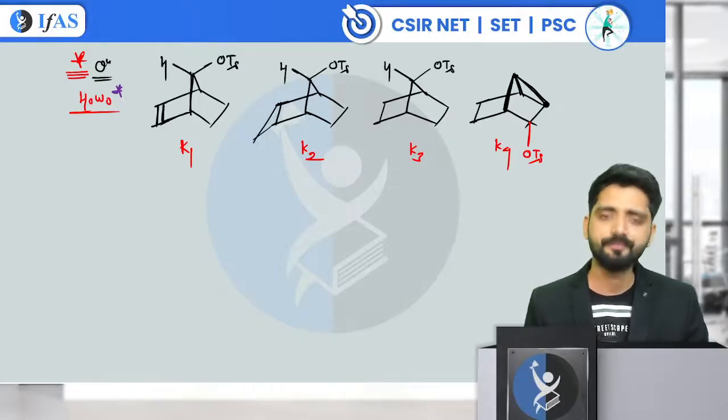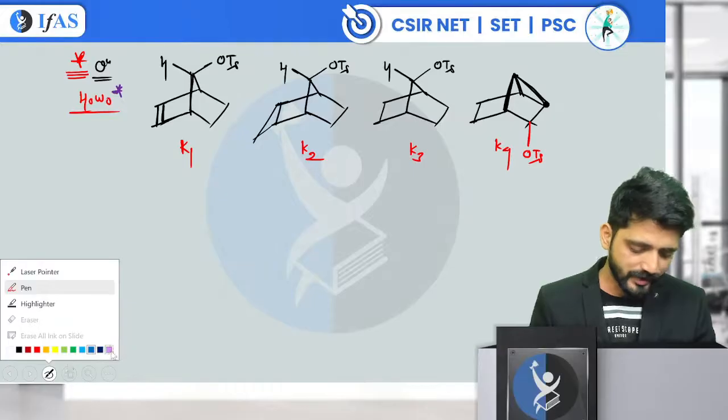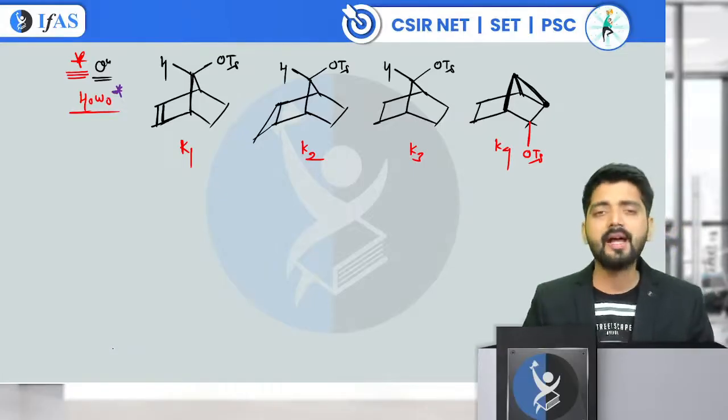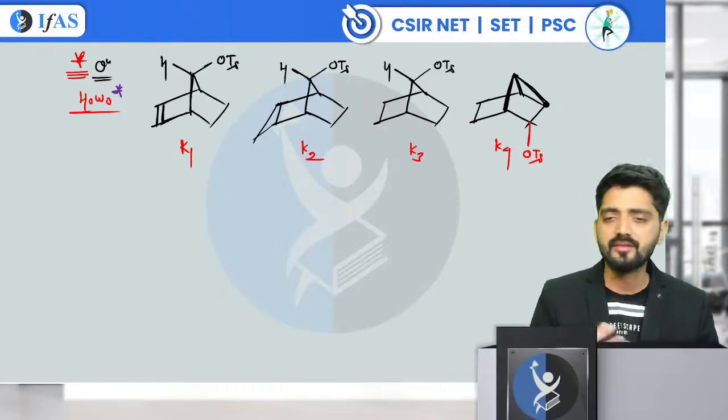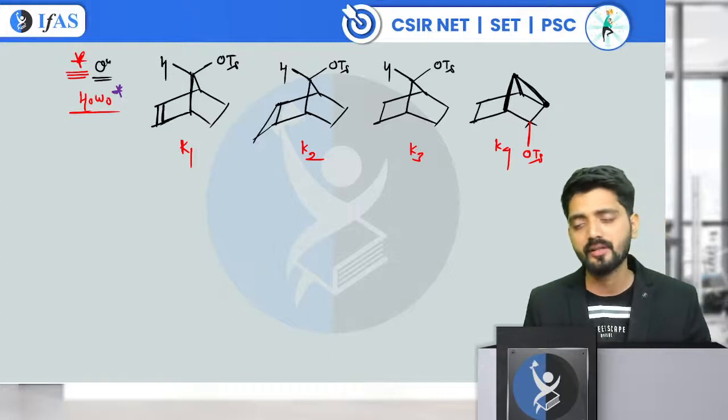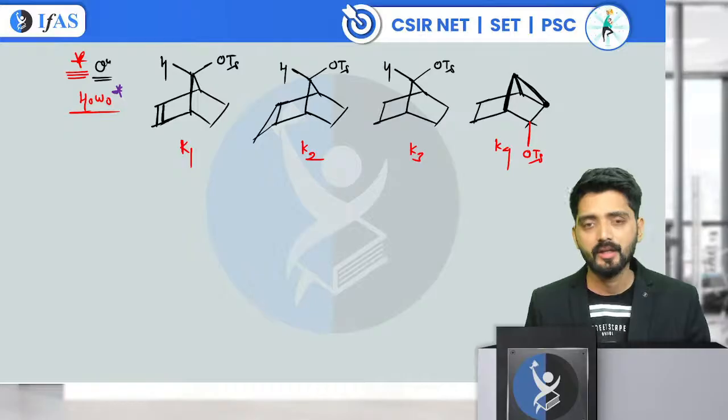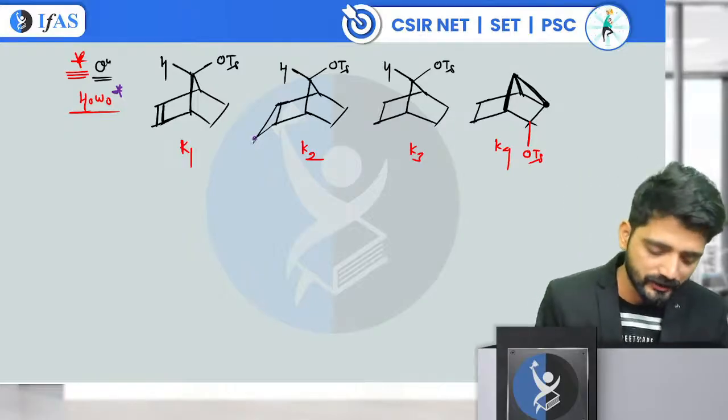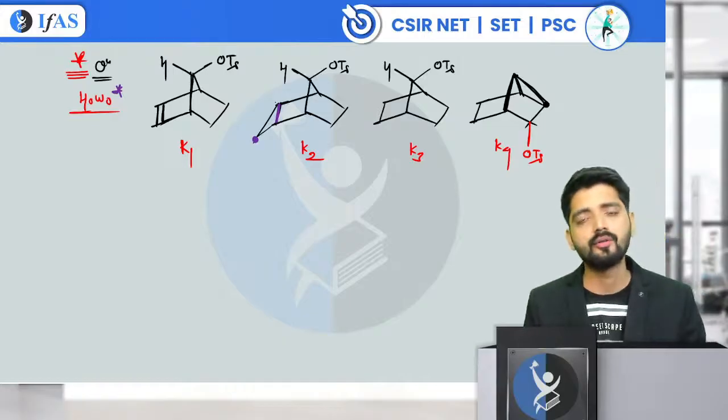Be quick, tell me what is the rate order according to you, which has the fastest rate and which has the slowest rate in these 4 substrates. You have a three-membered ring situation. Yes, we have dealt with a three-membered ring example in yesterday's lecture also.